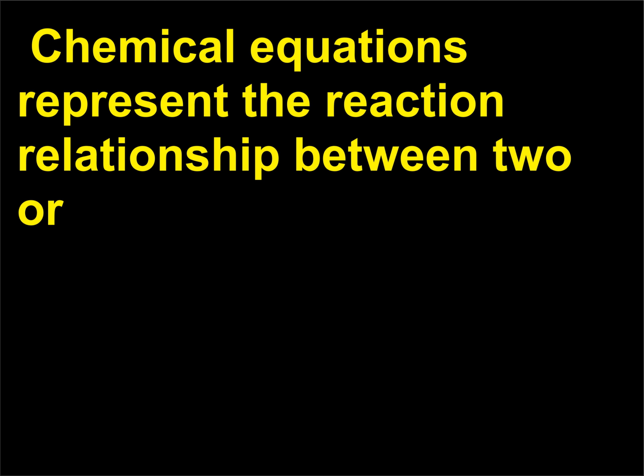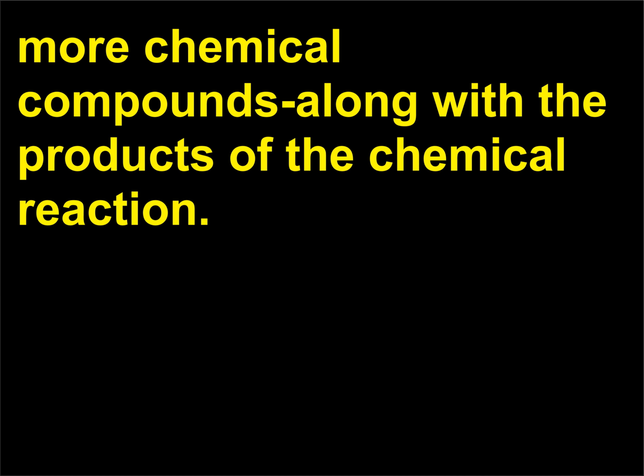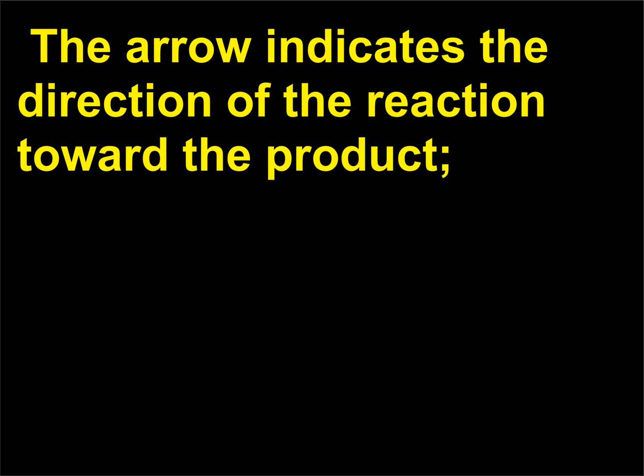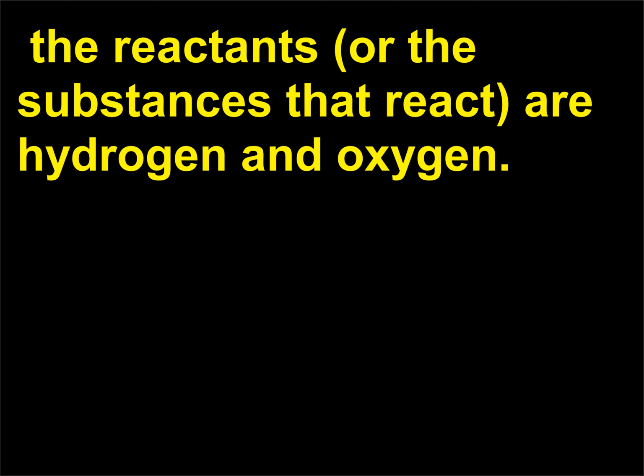Chemical equations represent the reaction relationship between two or more chemical compounds along with the products of the chemical reaction. For example, the chemical equation 2H2 + O2 → 2H2O is the reaction of hydrogen with oxygen to form water. The arrow indicates the direction of the reaction toward the product. The reactants, or the substances that react, are hydrogen and oxygen.